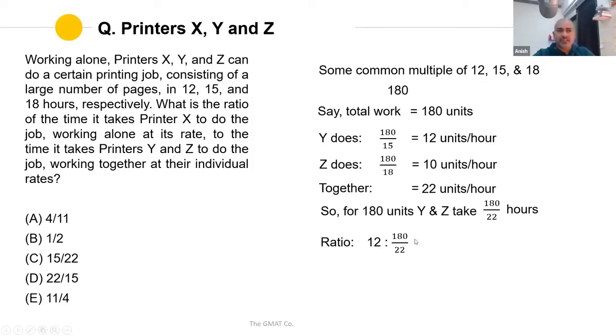And now for the other two machines, their combined time is 18 by 22. Again, it's a matter of canceling out the factors and everything. Eventually, we get the same ratio again. 22 is to 15. That's the second approach. I'll discuss one more approach here. And then in case you guys still have any questions, we'll discuss.